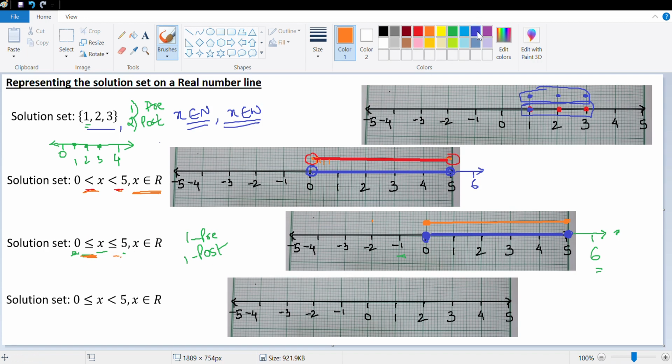Let's look at the last option. The last option is 0 is less than or equal to x, which means x is more than or equal to 0, which means 0 is included, so 0 is a filled circle, and 5 is only less than, which means it is not included, so an empty circle on 5. I will extend my number line. It should definitely have 6, 1 pre, 1 post. So a filled circle on 0 and an empty circle on 5, and I join them using a line.